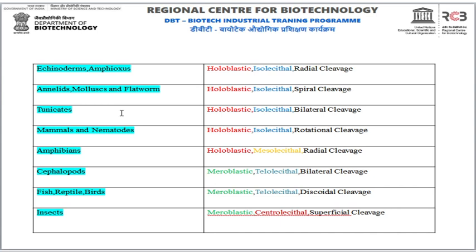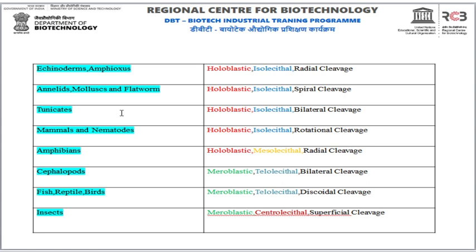The next important thing is cleavage pattern and eggs. Echinoderms and amphioxus have holoblastic radial cleavage and the egg is isolecithal. Next, annelids, mollusks, and flatworms have holoblastic spiral cleavage, and tunicates have holoblastic bilateral cleavage. Next, mammals and nematodes have holoblastic rotational cleavage. Amphibians have holoblastic radial cleavage.